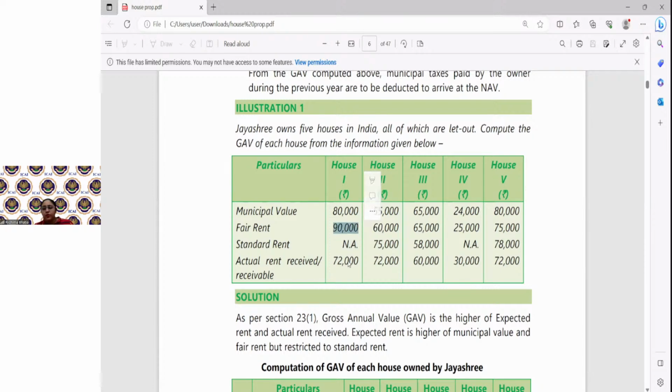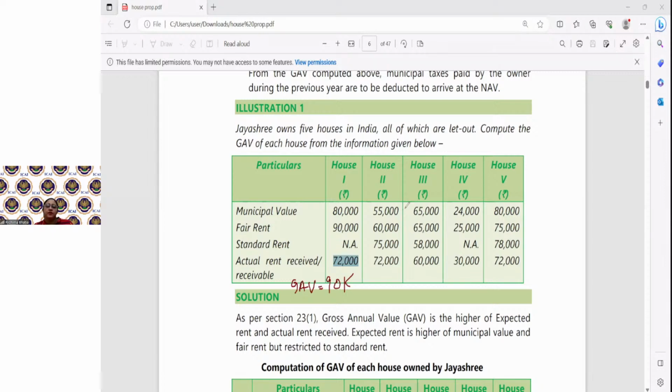Your actual rent was 72,000. So expected rent and actual rent में which is higher? The expected rent. Expected rent becomes the gross annual value. So इस case में GAV would be 90,000.